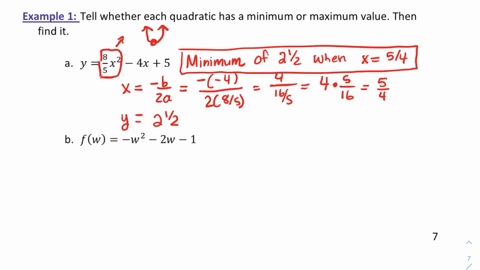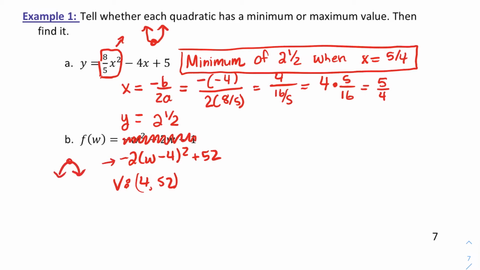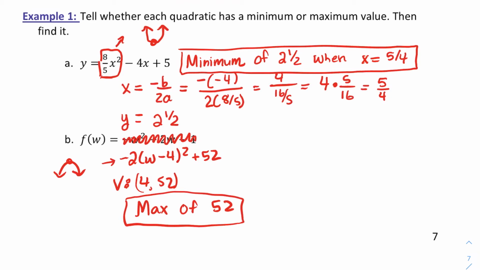Let's do another one. Actually, I'm going to change this one because we just did one in standard form. Let's do one in vertex form. Okay, I'll just make one up: negative 2(w minus 4) quantity squared plus 52. Thinking about whether this would be a maximum or a minimum value, it's going to happen at my vertex. So my vertex is (4, 52). Since I have that negative 2 out in front, this is going to open downwards, which means that it has a maximum, or highest value, of 52.